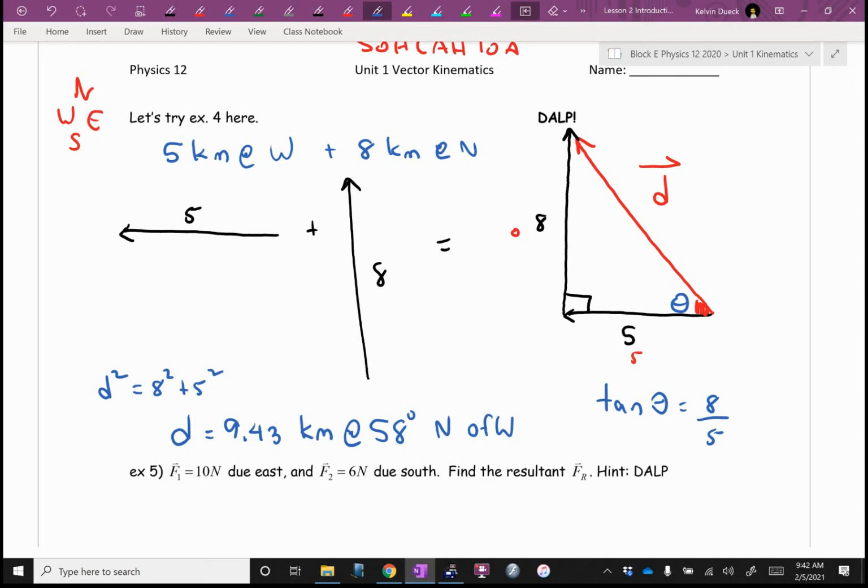In your head, what's 6 plus 5? Everybody, what's 5 plus 6?